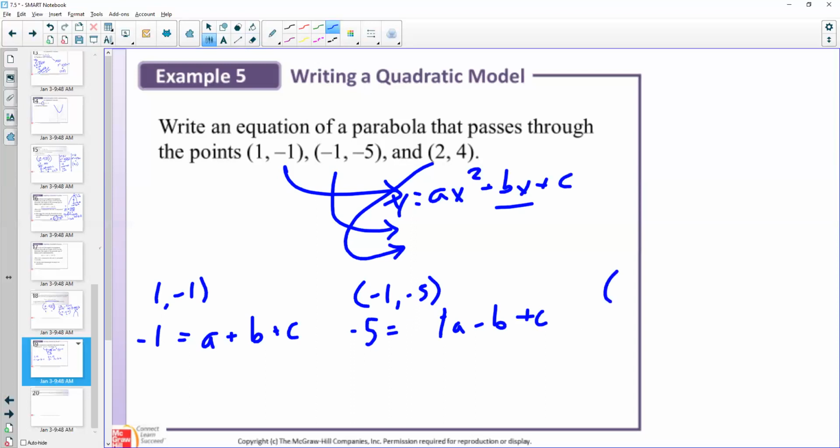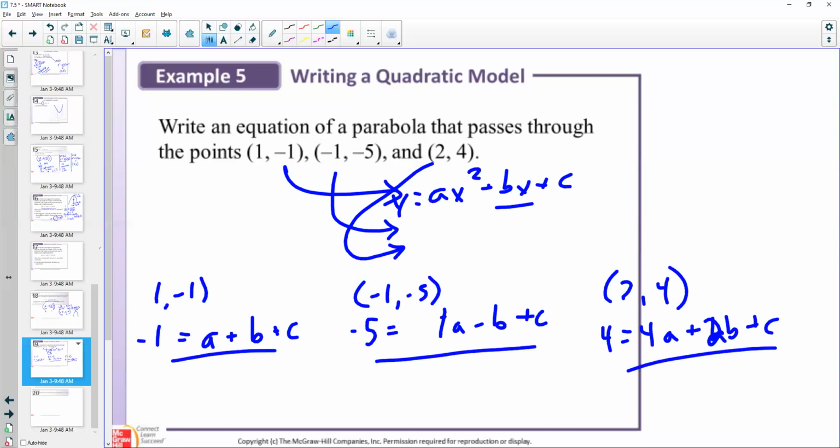And then at 2, 4, what we're going to do is put in the 4 equals a times 2 squared is 4a, plus b times 2 is 2b, plus c. So now I have 1, 2, 3 equations. What I can do is solve for those and get the values of a, b, and c and put them back into my equation.